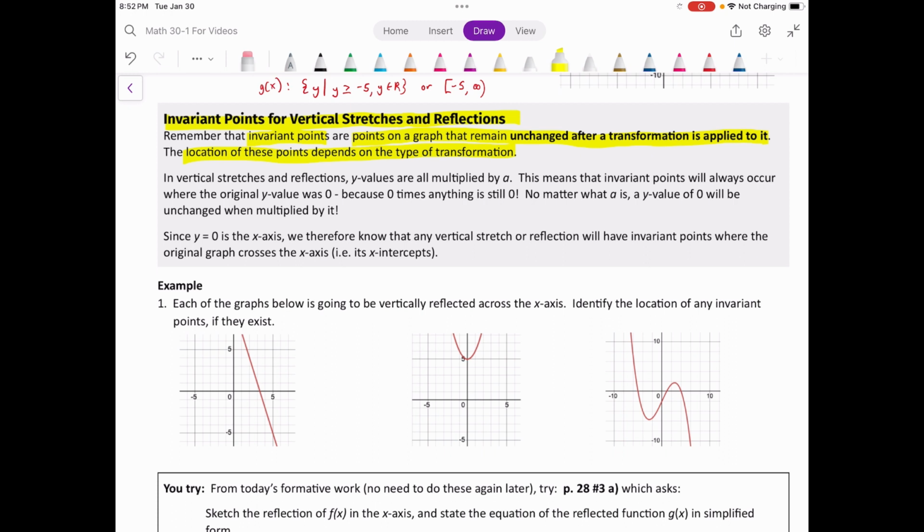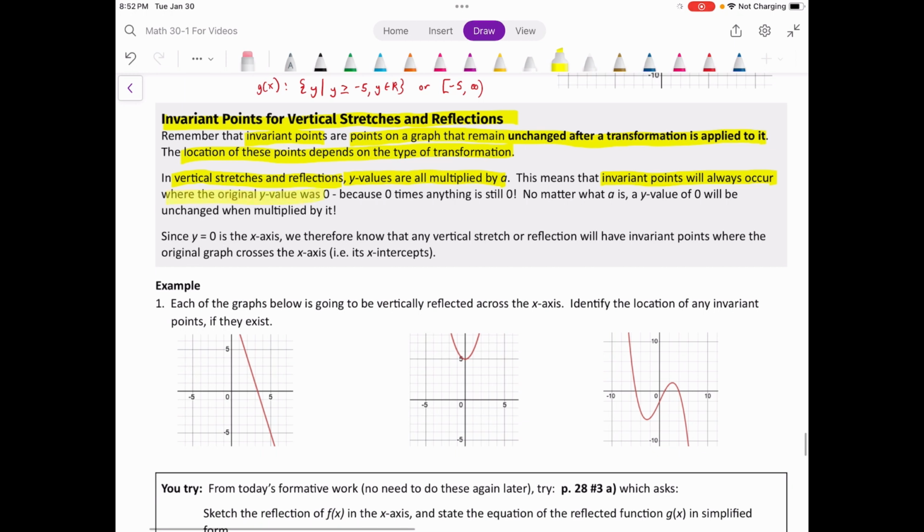In a vertical stretch or reflection, y values are all multiplied by a. So to figure out what our invariant points are going to be, we have to think about what type of number doesn't change when you multiply it by a. And there's only one answer, and that is 0. Invariant points only occur where the original y value was 0, because the only number that you can multiply by any a and not change is 0. 0 times anything is still 0.